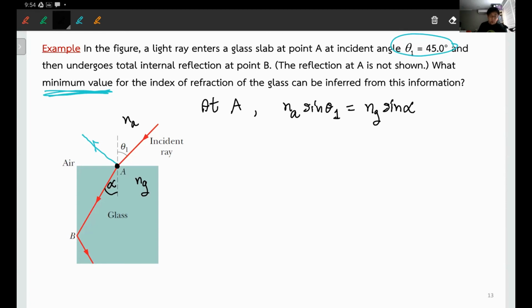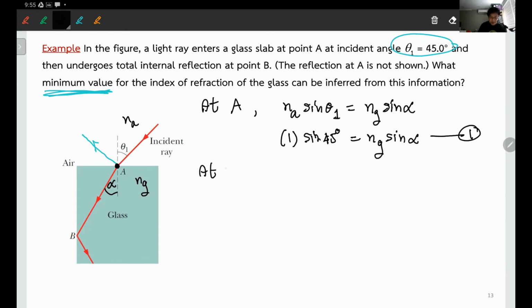Okay. So what's known? Let's substitute it in. N sub A, that's known. That's the air. Sine theta 1, that's known. Theta 1 is 45 degrees. Now in glass, that's what we try to figure out. Sine alpha, of course, we don't know what alpha is supposed to be because we don't know the n of the glass. So let's keep this as a first equation.